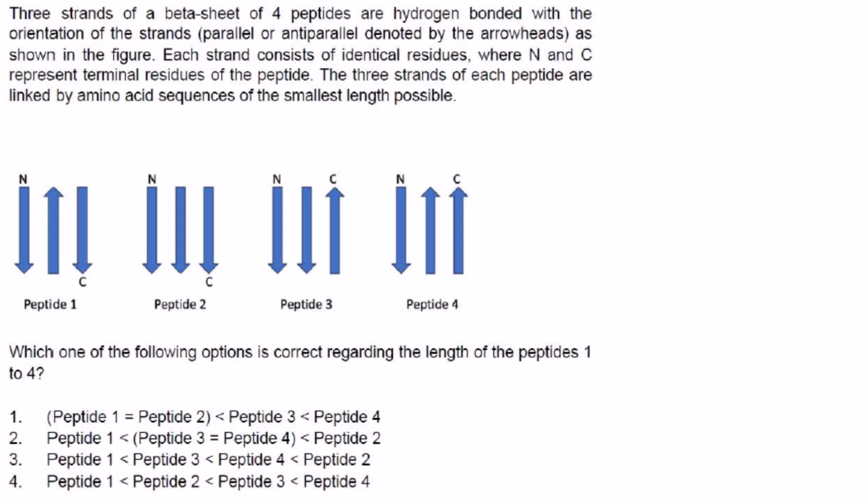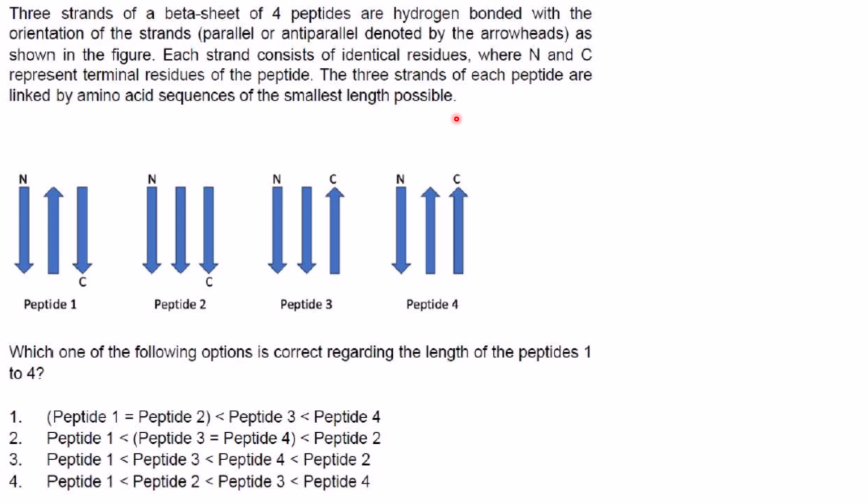3 strands of a beta sheet of 4 peptides are hydrogen bonded with the orientation of the strands, parallel or antiparallel, denoted by the arrowheads shown in the figure. So these are the various strands. Some are parallel, some are antiparallel, some are both. Now this is the N terminal end and this is the C terminal end. Each strand consists of identical residues where N and C represent terminal residues of the peptide. These strands of each peptide are linked by amino acid sequences of the smallest length possible.